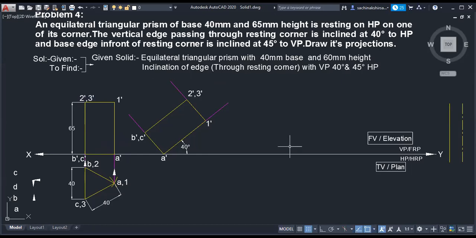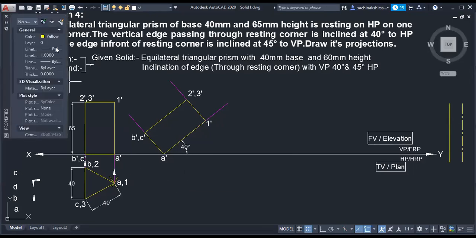So B dash, C dash, 2 dash, 3 dash. After this, we have just rotated the view. Nothing else we have done. Now what to do? Projection lines we have to draw now. How many projection lines will come? 4. 1, 2, 3, 4. Okay, 4 projection lines will come.